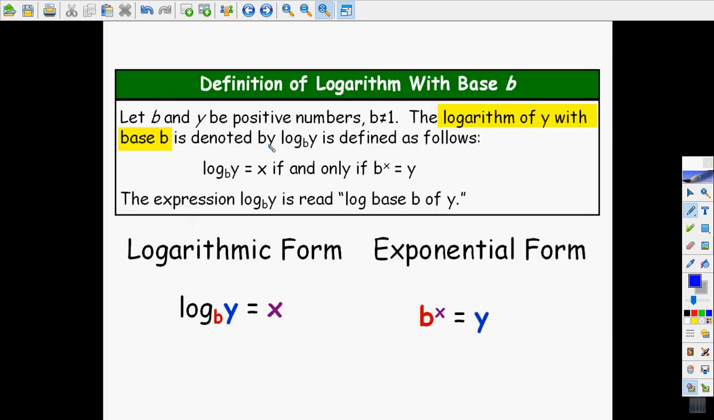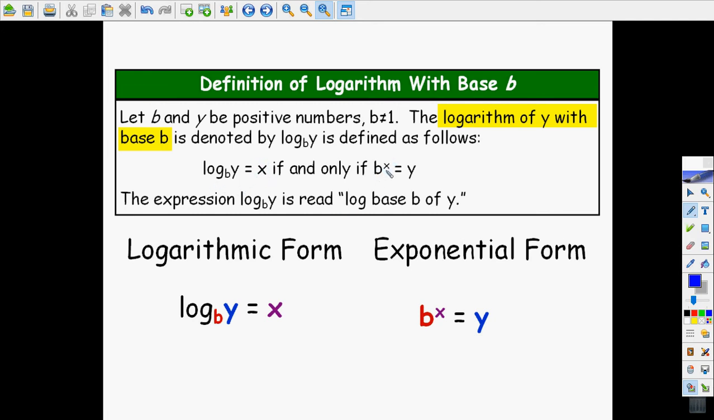So here's the definition of a logarithm. You don't need to write this down. Just listen to what I'm saying. Let b and y be positive numbers where b cannot be 1. If you look at where b and y are in the equation here, b is the base and y is what we're trying to find the log of. One thing that you need to know is that logarithms always equal exponents. Logs always equal exponents.